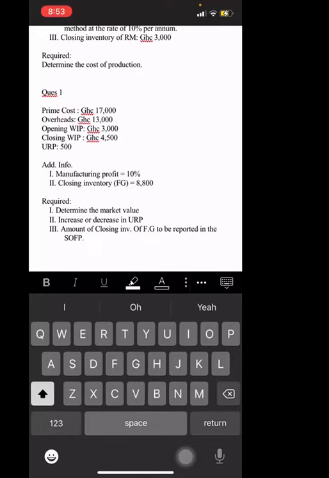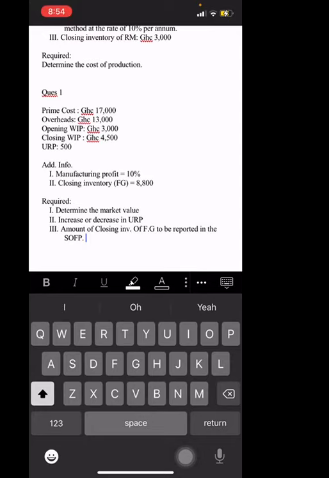In this question, we've been given prime cost to be 17,000. You have overhead cost to be 13,000. You have opening WIP to be 3,000. You have closing WIP to be 4,500. And we have provision for unrealized profit to be 500. All right. And the additional information, you have manufacturing profit to be 10%, and closing inventory of finished goods to be 8,800. And we are required to determine the market value, the increase or decrease in unrealized profit, and the amount of closing inventory to be reported in the SOFP.